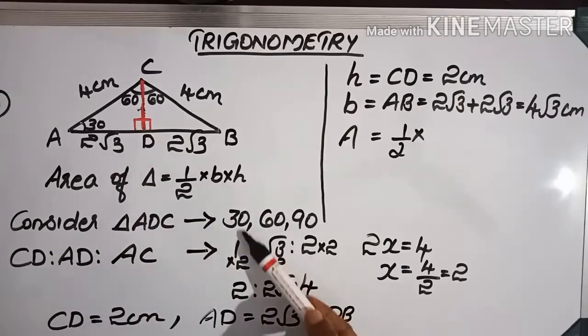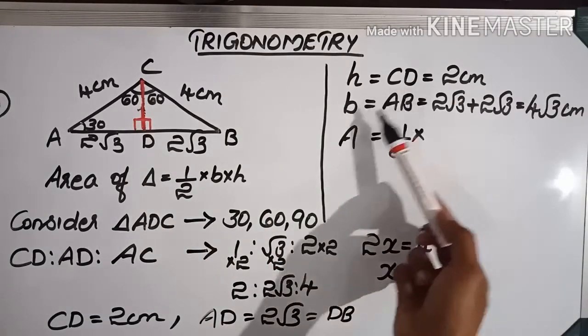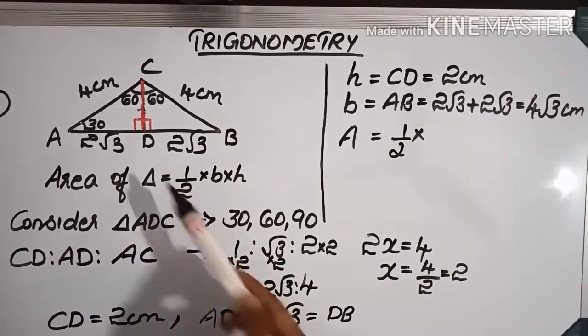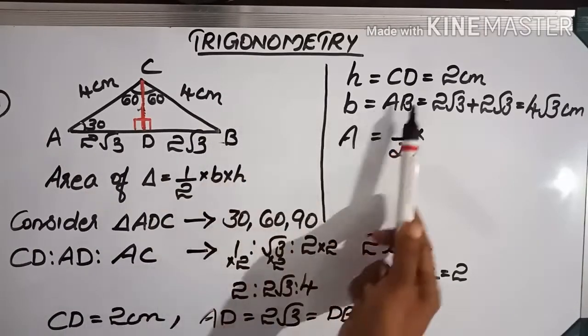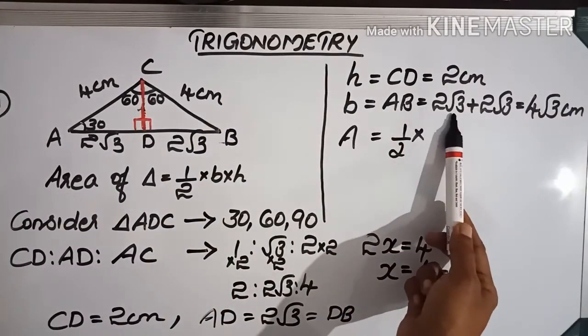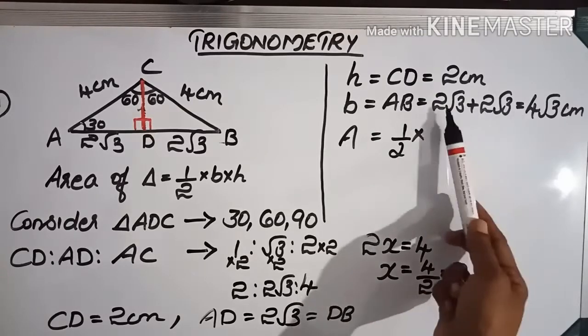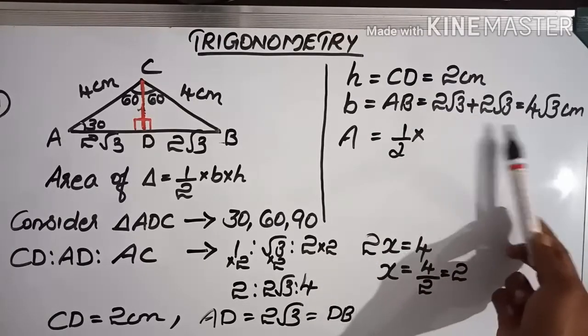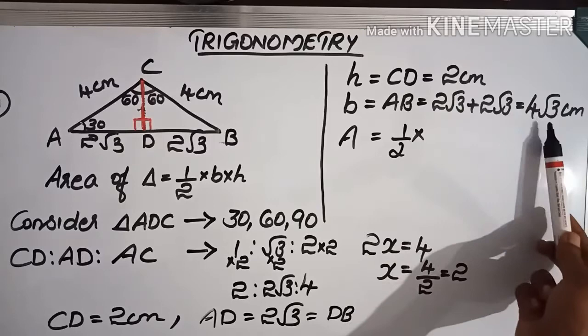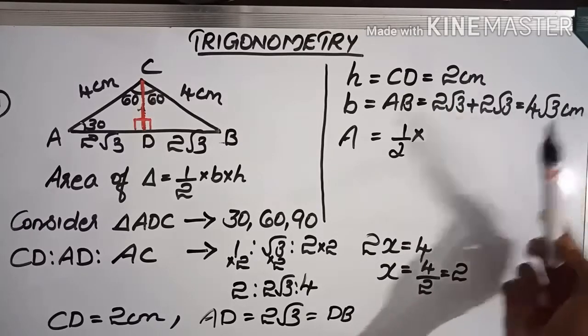Now the base we have to find. Base is AB, from A to B. So AB equal to 2 root 3 plus 2 root 3. Same numbers, so we can add here. 2 root 3 plus 2 root 3, the final answer is 4 root 3 centimeter.